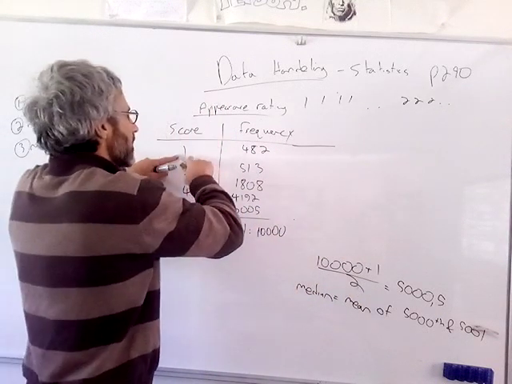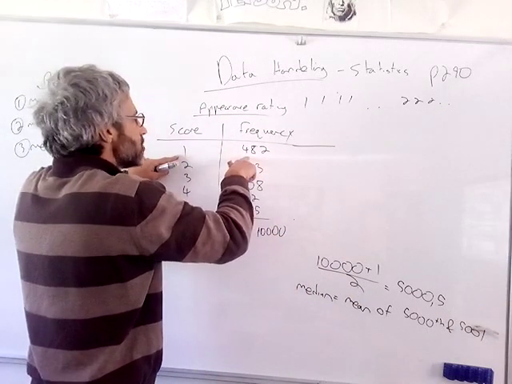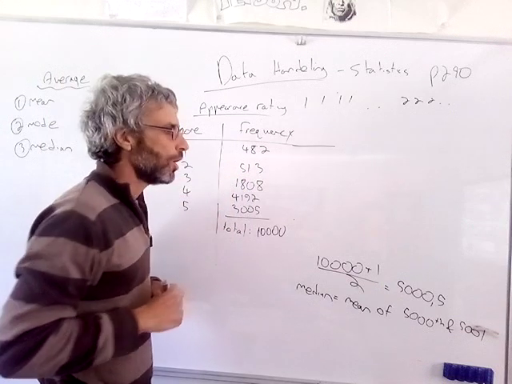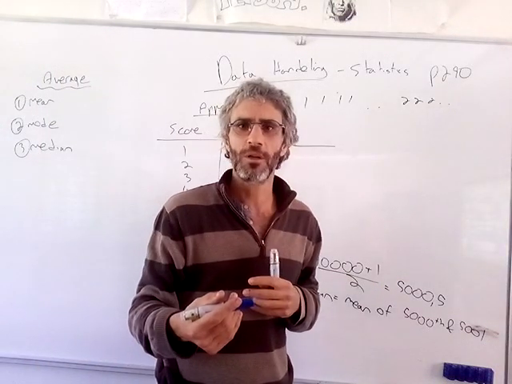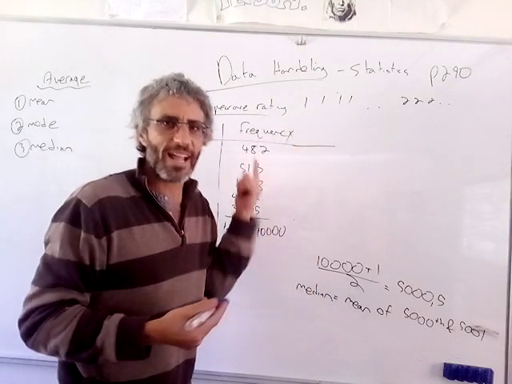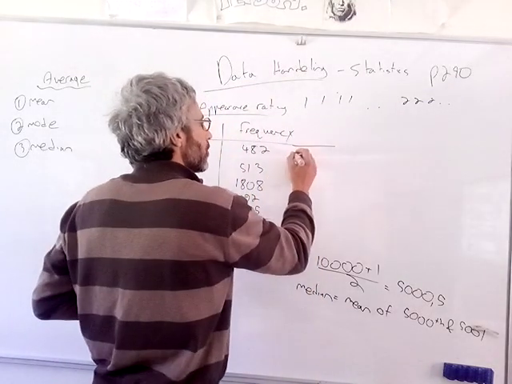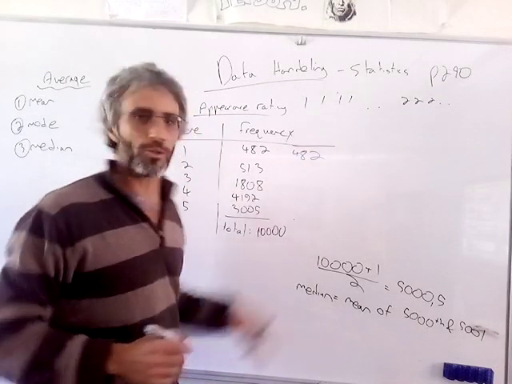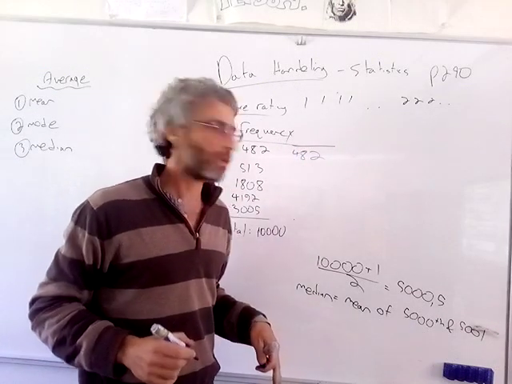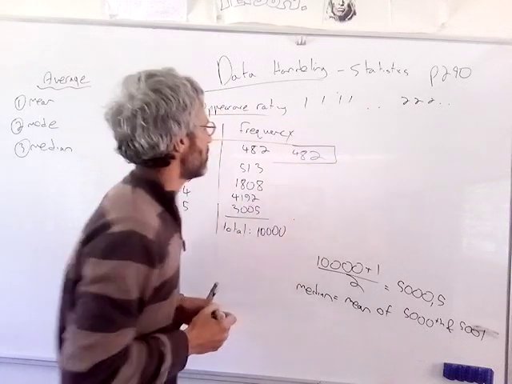So if I ask you, okay, I know that there's 482 people who gave a score 1, but how many people gave up to a score 1? Well, there is no score 0. There's nothing below 1. So the people who got up to score 1 is 482. All the rest gave a score 2 above. Okay? So that's pretty straightforward.